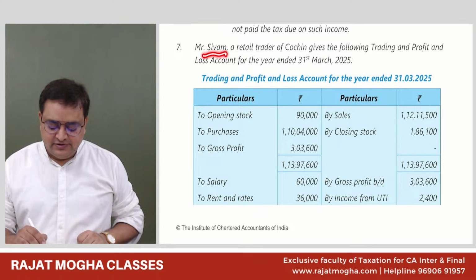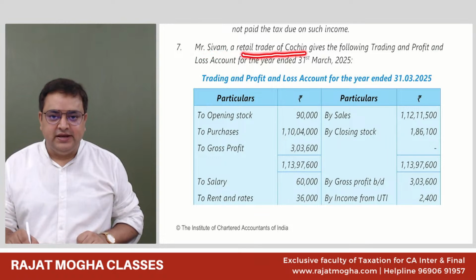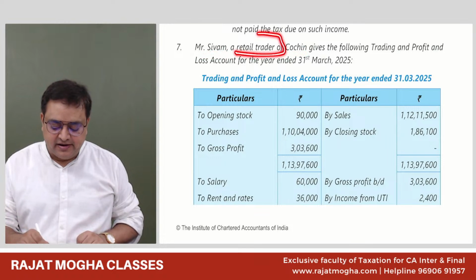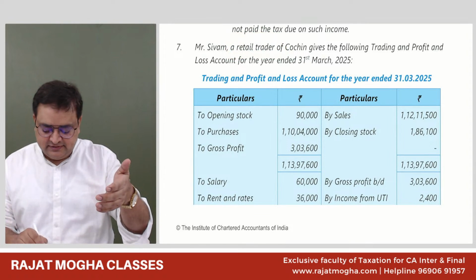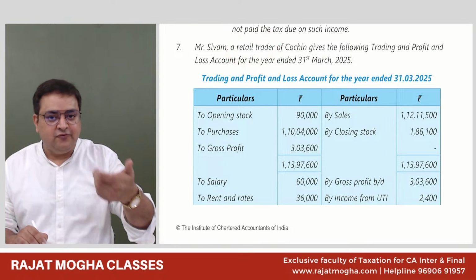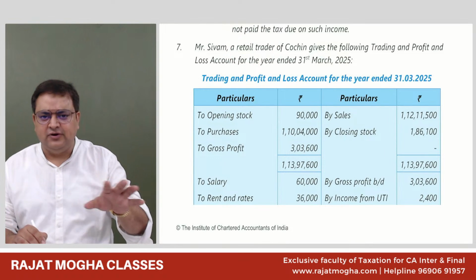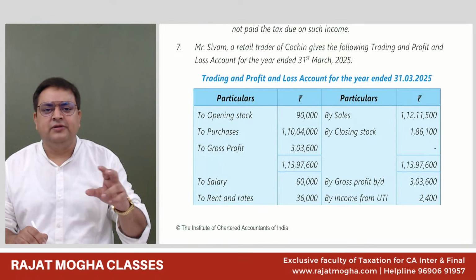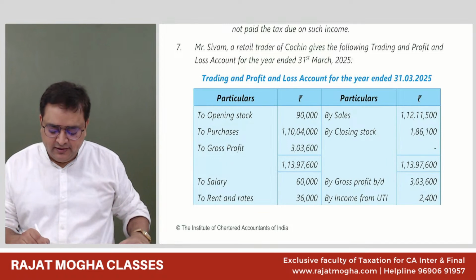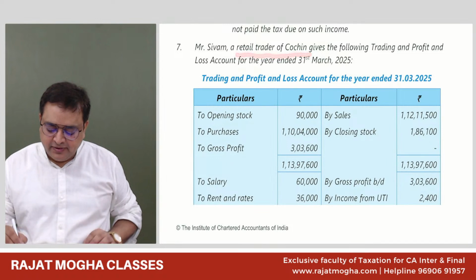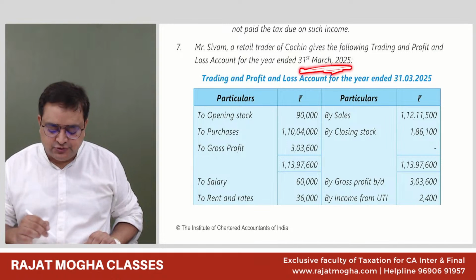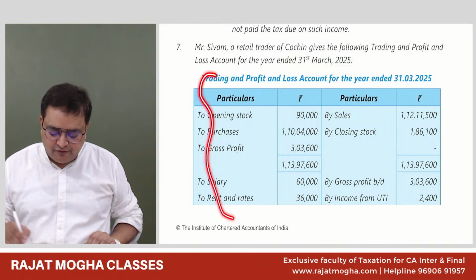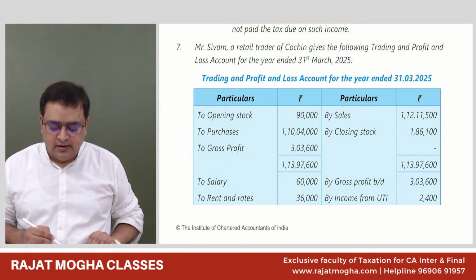Shivam, a retail trader of Cochin. He's a retail trader. So first of all, please note whether he is a manufacturer or a retailer. He's not a manufacturer, so we don't have to bother about additional depreciation also. He's giving the following trading and profit and loss account for the year ending 31st March 2025.